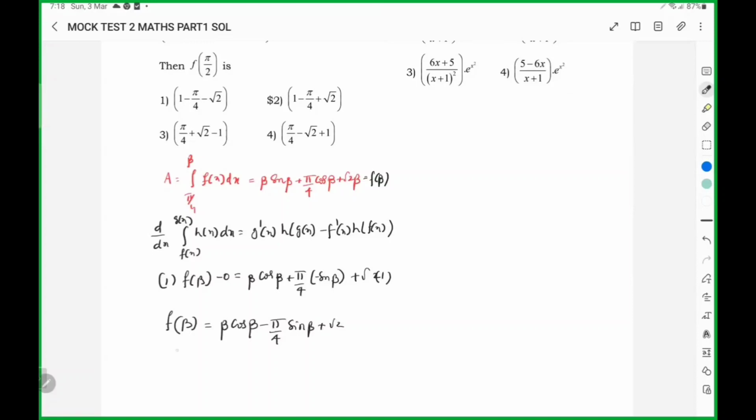What he is asking here is f of pi by 2: cos 90 is 0, sin 90 is 1, plus root 2. Here, beta cos beta plus sin beta into 1, and here it is sin 90 equal to 1. We get f of pi by 2 as 1 plus root 2 minus pi by 4. The second option.